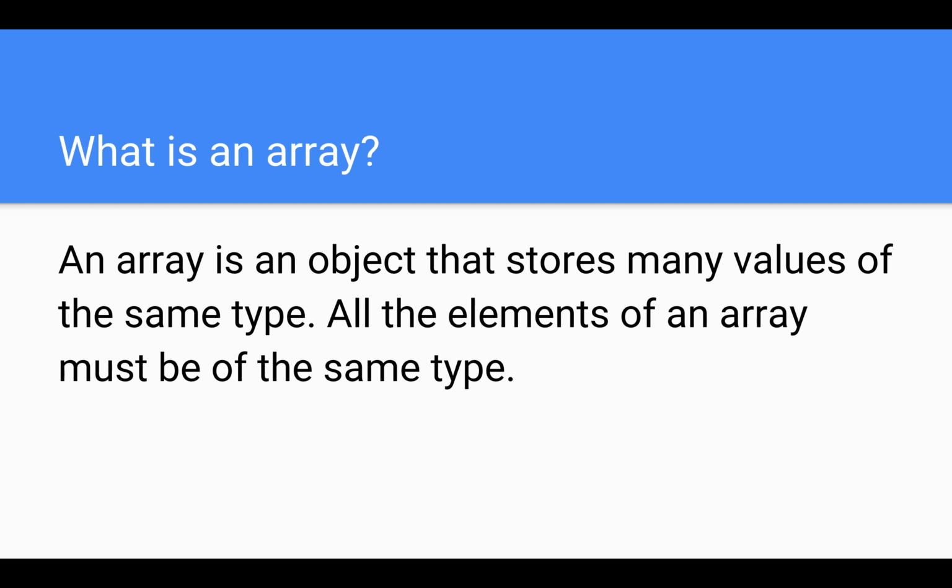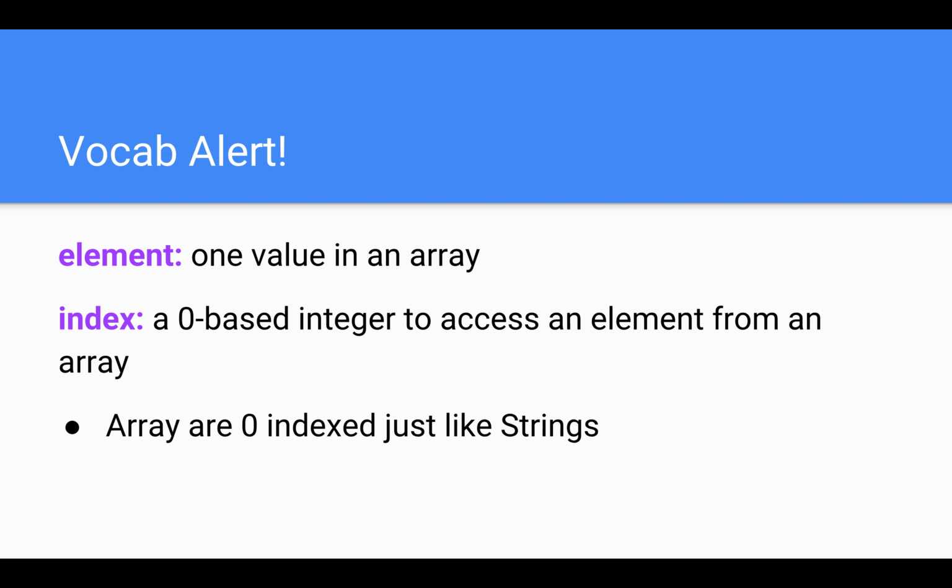What is an array? An array is an object that stores many values of the same type. All the elements of an array must be of the same type. Vocab: an element is one value in an array, and an index is a zero-based integer to access an element from an array. Arrays are zero-indexed just like strings.